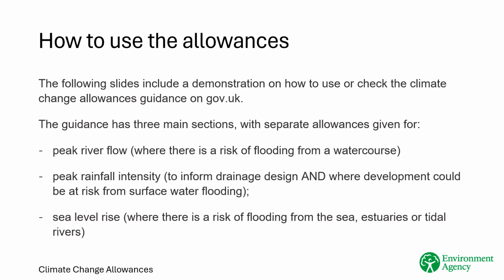Now we're going to show you how to use the climate change allowances guidance on .gov.uk. The guidance is split into three main sections, with separate allowances given for peak river flow, which are for using when development could be at risk of flooding from a watercourse, peak rainfall intensity, which is used to inform both drainage design and where development could be at risk from surface water flooding, and finally sea level rise, which is for use where development could be at risk of flooding from the sea, estuaries or tidal rivers. We'll run through each of these in turn. If your site is affected by more than one source of flooding, you may need to review each source in turn.